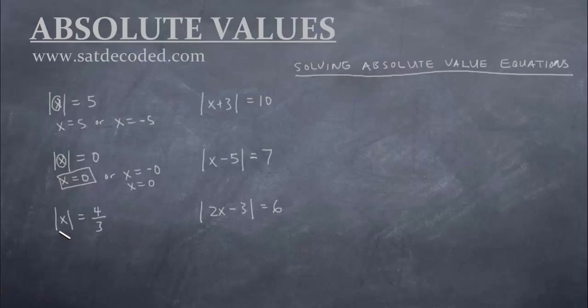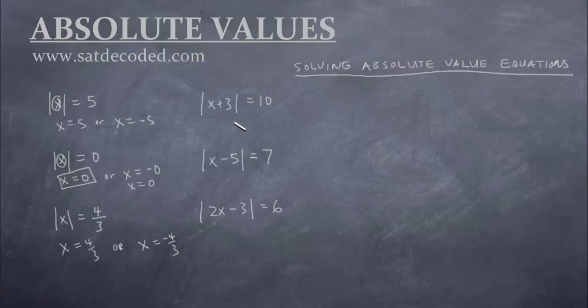Alright, if we look at this one, the absolute value of x equals 4/3. Same idea. Stuff inside the bars, you just write it exactly the way it is. X equals 4/3. Or, stuff inside the bars stays the same. You don't add any signs, so just x equals. But now you flip the sign for the opposite side. Okay, equals negative 4/3. So you get two possible answers again.